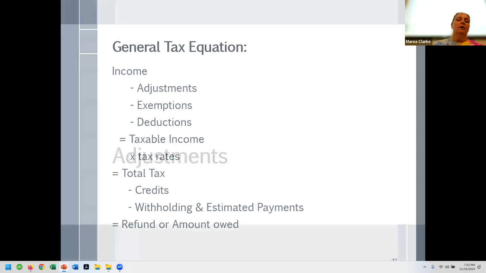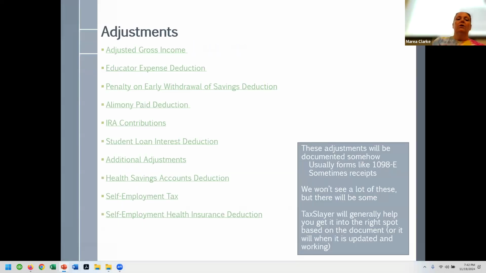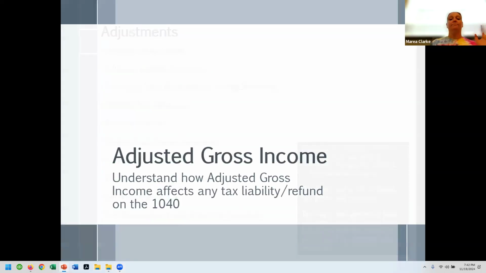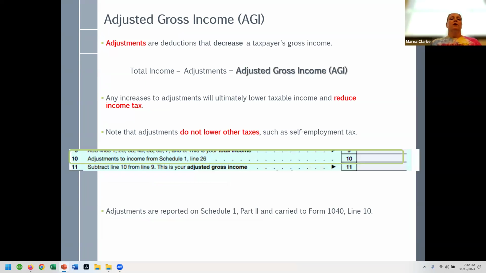All right, let's talk about adjustments here. These are things that you spent money on that the government thinks were a good idea, and they say, okay, we'll give you money off on your taxes because you spent it on these great things. So when you take a total income, you subtract these adjustments, which is a set list of things. The result of that is what's called the adjusted gross income. And adjustments will lower your taxable income.